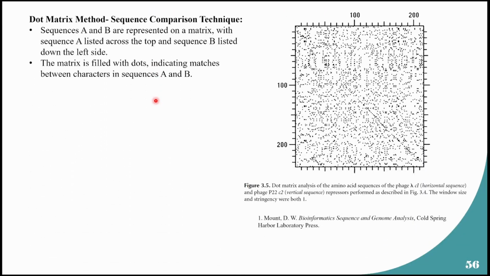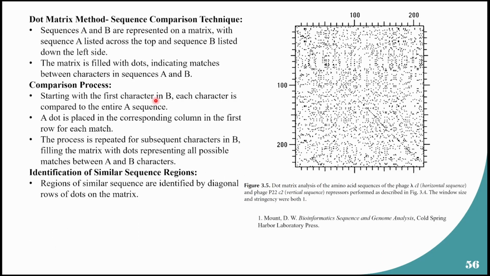Now how it works, so this was an example of dot matrix. For example, on the right hand side you have the dot matrix for this lambda cI and P22C2. So if at any point you have a diagonal, for example this particular region, they seem to be showing a diagonal here, right? So that means that for this range, if you project that onto both of these axes, right? You project that onto the x-axis and the y-axis. So the range that you will get, that will be the part that is aligning basically. So that's how these diagonals basically work.